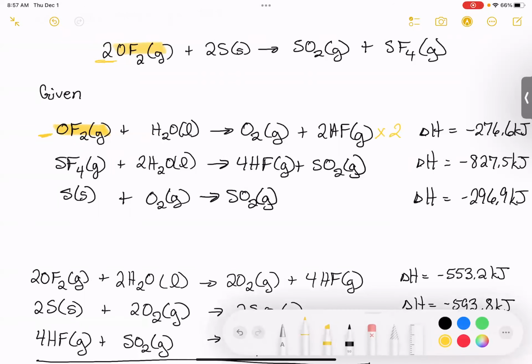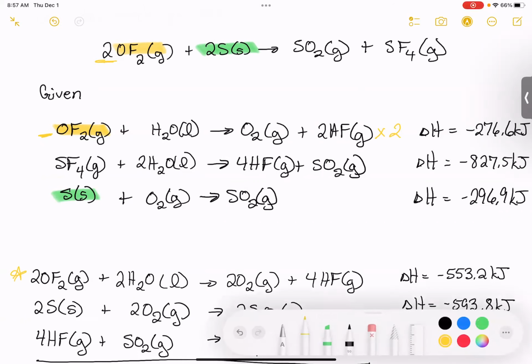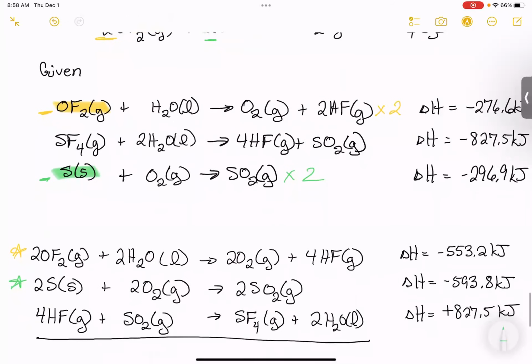The next thing I worked on is the sulfurs. I only had 1 equation with sulfur, and that was the last equation. I noticed that I needed 2 sulfurs, but I only had 1. So I had to multiply this equation through by 2 as well to give 2 sulfur solids plus 2 oxygen gas goes to form 2 sulfur dioxide gas. And because I multiplied the equation by 2, I multiplied the enthalpy by 2.